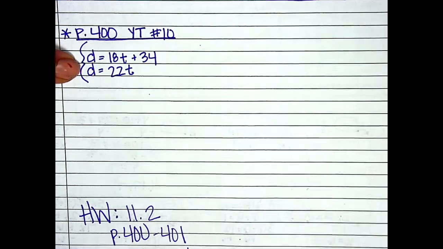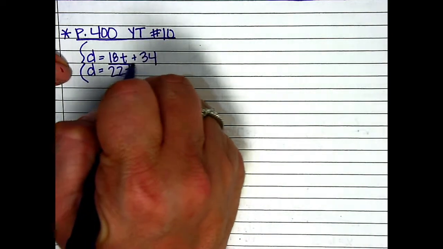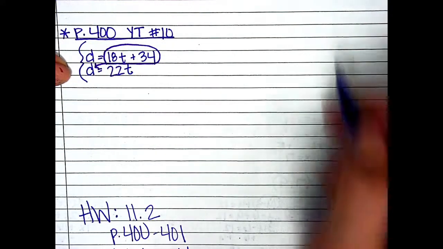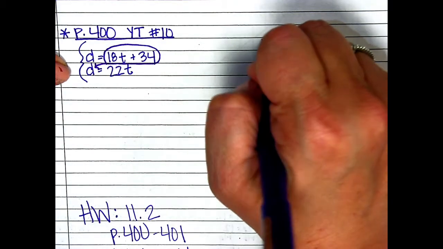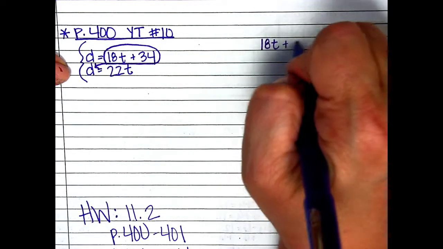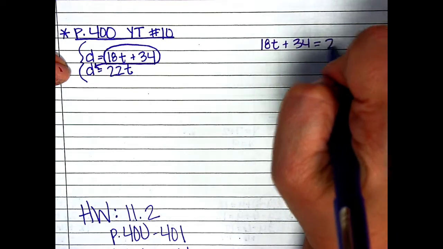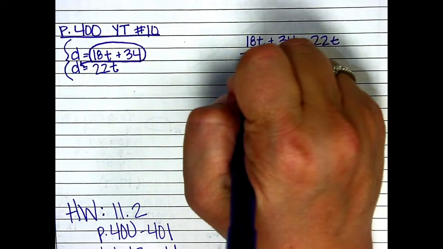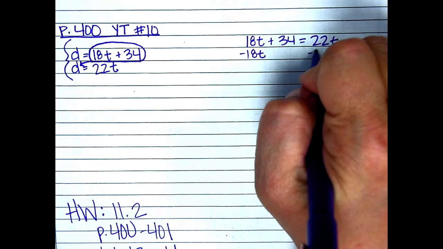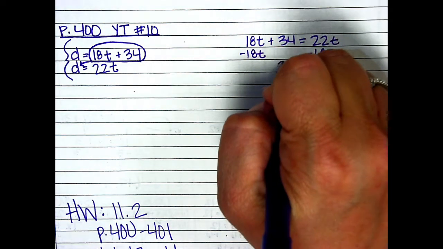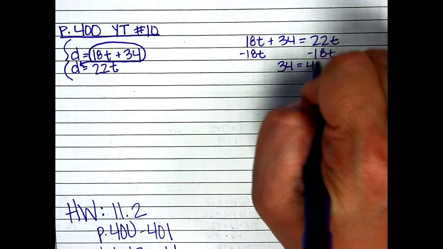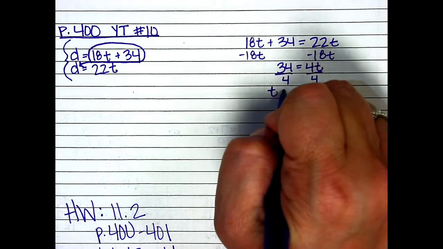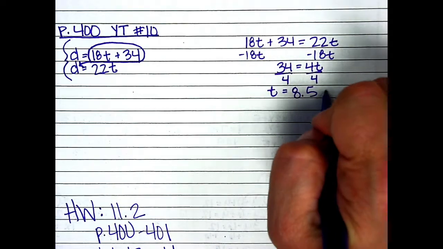So both of the equations are solved for a variable. So I'm going to take what D equals in the first equation and plug it into the second. So my new equation will be 18T plus 34 equals 22T. Okay, so I'm going to go ahead and solve. Let's subtract 18T from both sides. So 34 equals 4T, and divide by 4. So your time is 8.5 hours.